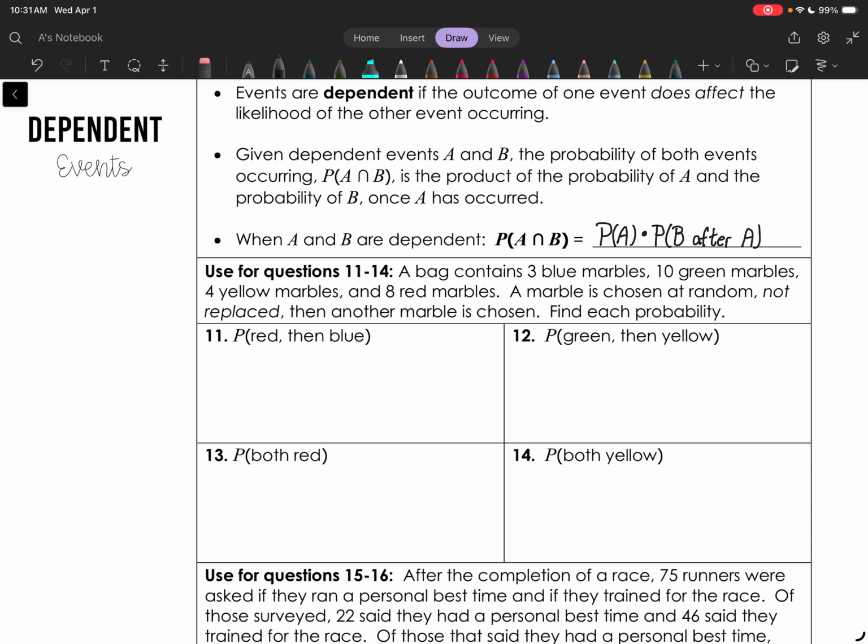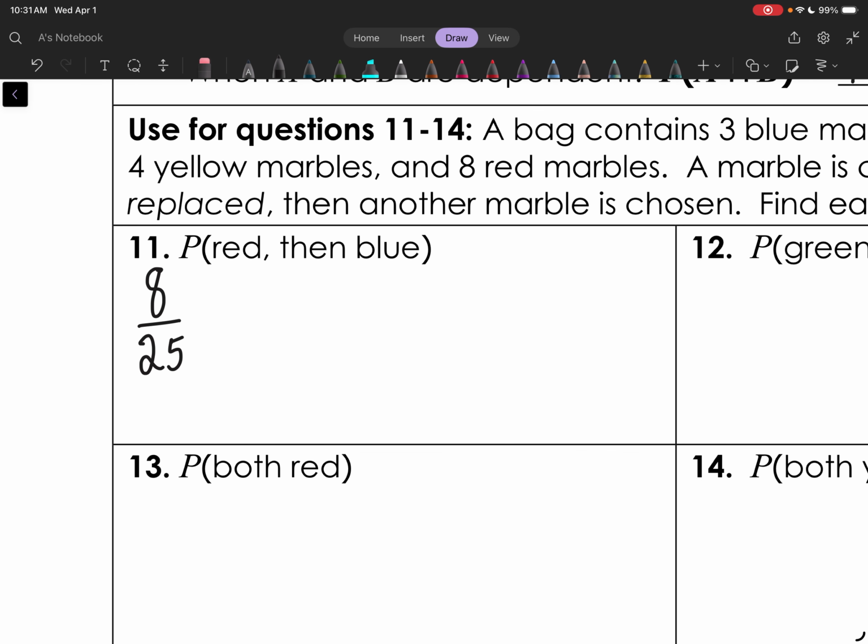A bag of marbles has 3 blue marbles, 10 green marbles, 4 yellow, and 8 red. When chosen at random and not replaced, I take it out and I throw it in the trash can. Find each probability. So what is the probability of first drawing a red marble? Where there are 8 red marbles out of 3 plus 10 is 13, plus 4 is 17, plus 8 is 25. So 8 out of 25 marbles are red.